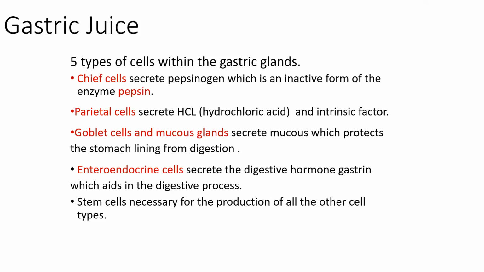We have the chief cells that are going to secrete pepsinogen. Just like everything else in our bodies, pepsinogen is the inactive form of pepsin. You know, just like fibrinogen is the inactive form of fibrin, and prothrombin is the inactive form of thrombin, we've got pepsinogen, which is the inactive form of pepsin. Now, pepsinogen will become pepsin when it's exposed to hydrochloric acid.